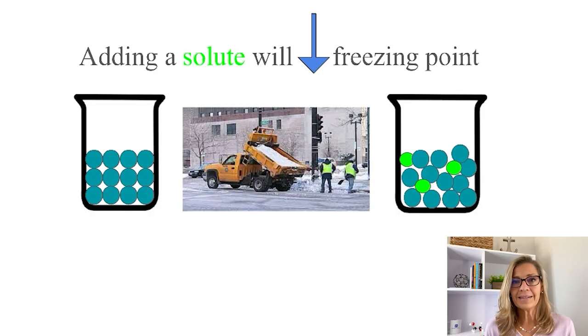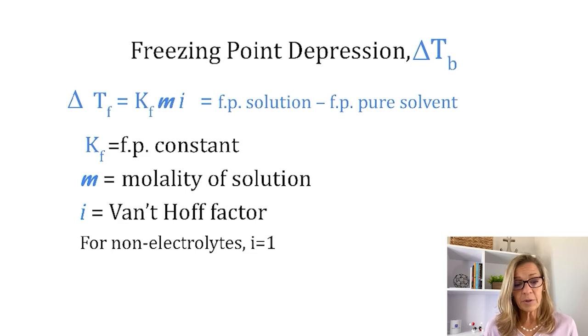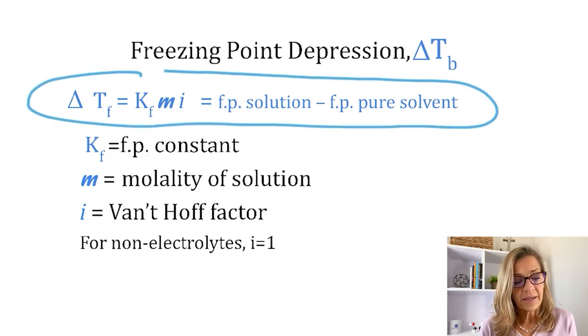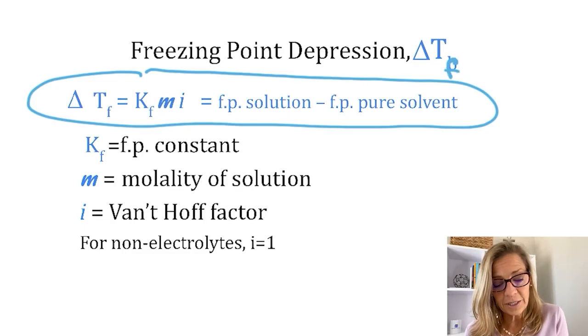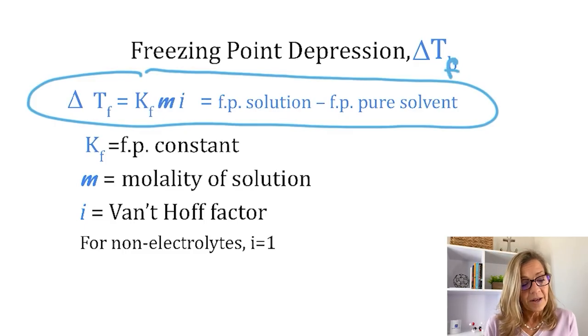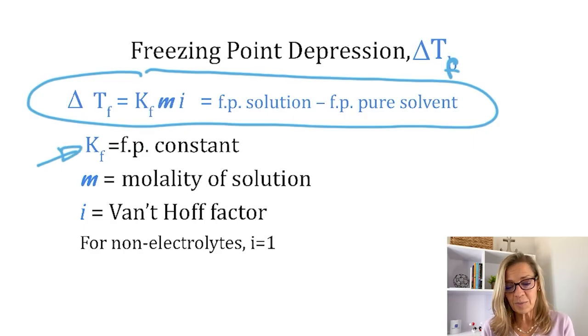Similarly, if you add a solute to a solvent, you will reduce the freezing point. That's why you add salt to icy roads. It will drop the freezing point. Similar equation that we have, just like the boiling point one, and this one calculates the freezing point depression. So that's delta TF. And there are freezing point constants for solvents. And so it works just similarly.